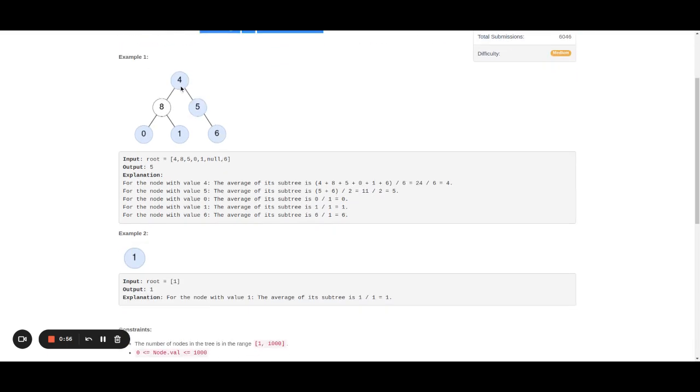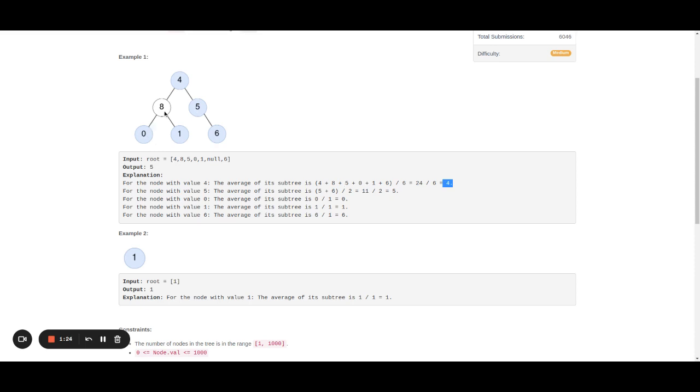Here, if we consider the root, then the sum of the root and all its subtree is 24, and the number of nodes is 6. So we get 4, which is equal to the value of the node, which is 4. So we count 1. Similarly 5 also satisfies, and a leaf node will always satisfy this condition, since dividing by 1 gives the number itself. So we have three nodes: the root, four and five.